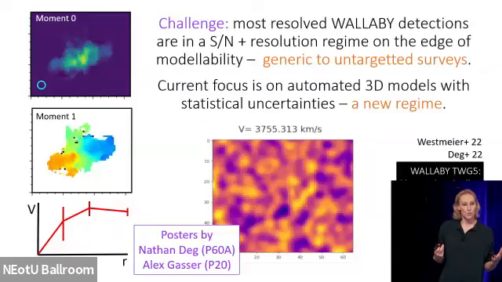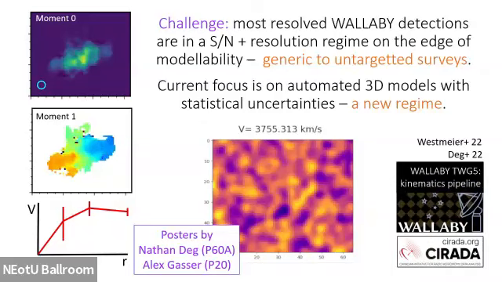And it's important to appreciate that when one works with untargeted survey data, almost by construction, one is working at the edge of resolvability and the edge of detectability. And that's not just true for WALLABY, it's true for any untargeted survey that will be run in the future. So the statistics from an untargeted survey, as well as a lot of the interesting sources, are found at the edge.